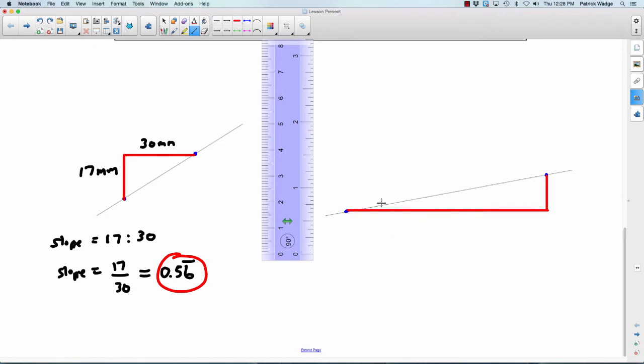Okay? So it doesn't matter how you draw the triangle. You see you get a triangle here. You could draw it at the bottom or you could draw it on the top. I usually draw it on the top like this, but it doesn't actually matter. Now what I need to do is measure the rise and the run. Let's do the rise first.